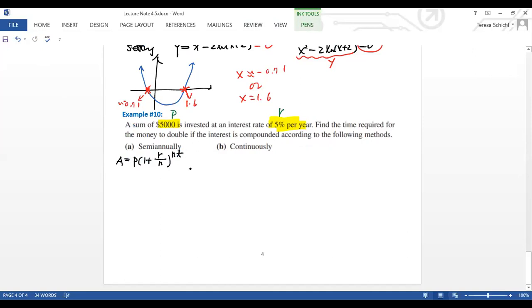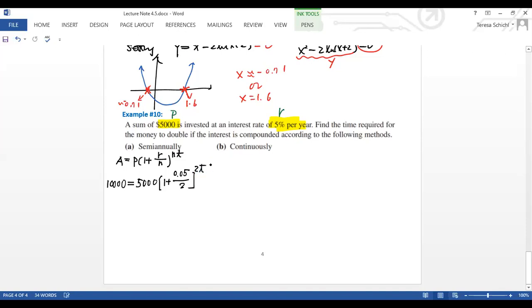Okay, so now in here, I know the P is equal to 5,000. They want it to double. That means my future value here is 10,000, right? So I invest the 5,000, and then it's 1 plus R, which is 0.05, and you compound semi-annually. So that means every year, how many times am I compounding? Twice, right? So n is equal to 2. Okay, so now this is 2t.